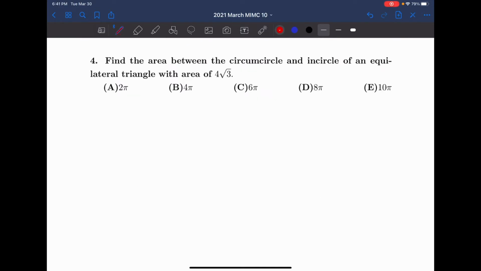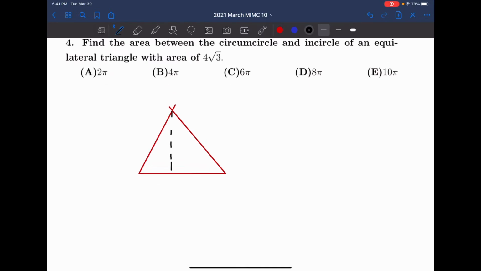Moving right on to number 4. It asks for the area between the circumcircle and the incircle of the equilateral triangle with area of 4 square root of 3. First of all, we can calculate the side length of this equilateral triangle. Cannot draw it very well here, but you notice that this is an equilateral triangle. And if you don't know the area of the equilateral triangle, we can just calculate it out.